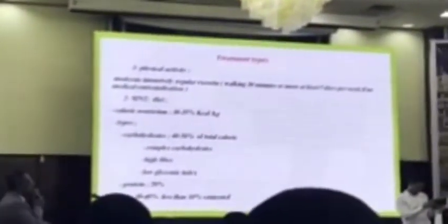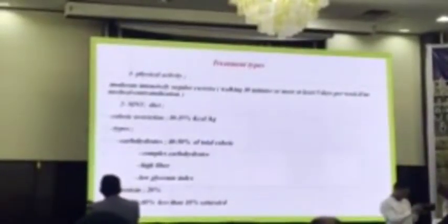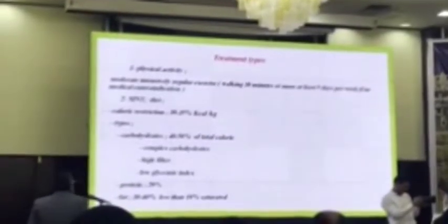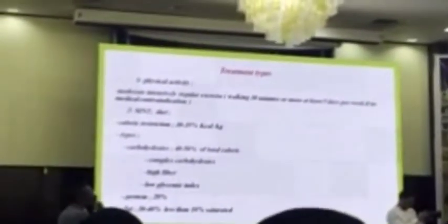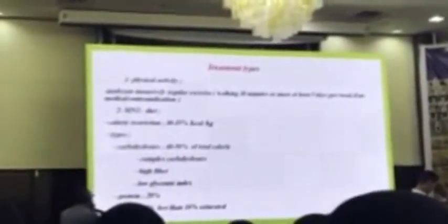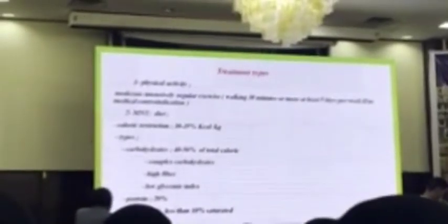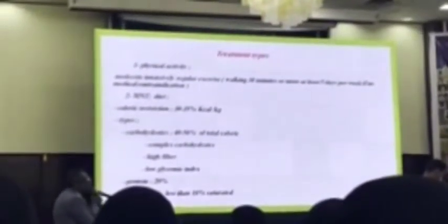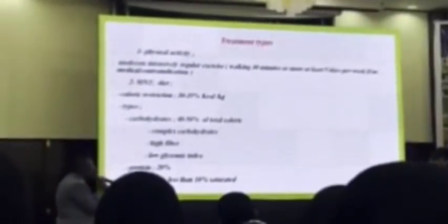Treatment types, as we know: physical activity, at least walking 30 minutes or more, 5 times per week. Medical nutrition therapy: the majority of gestational diabetic women are obese, so there should be a caloric restriction, at least 30 to 35 kilocalorie per kilogram. Carbohydrates should account for 40 to 50% of the total calories.